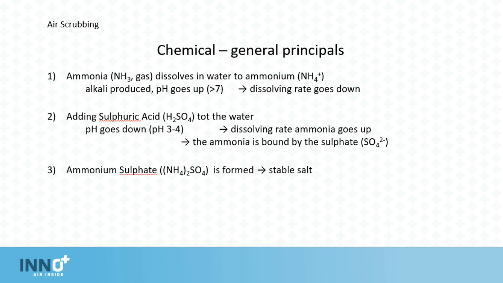It will lower the pH, usually to 3 or 4 in normal systems for pig or poultry houses. This has actually two things that will happen. The pH goes down, so more ammonia will dissolve in the water. And also the ammonia is bound by the sulfate. So this results in ammonium sulfate, as you can see below, which is a stable salt, so it will remain in the solution, and it can also be used as a fertilizer.